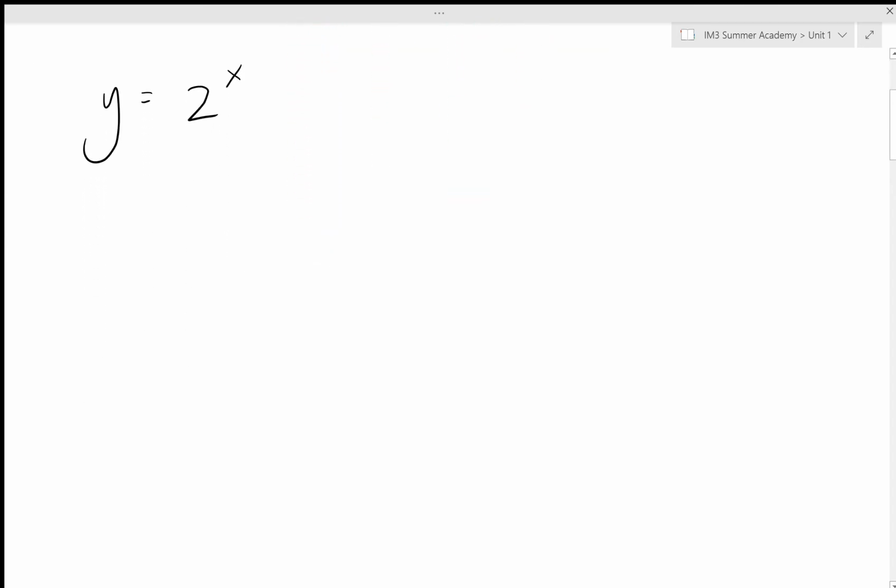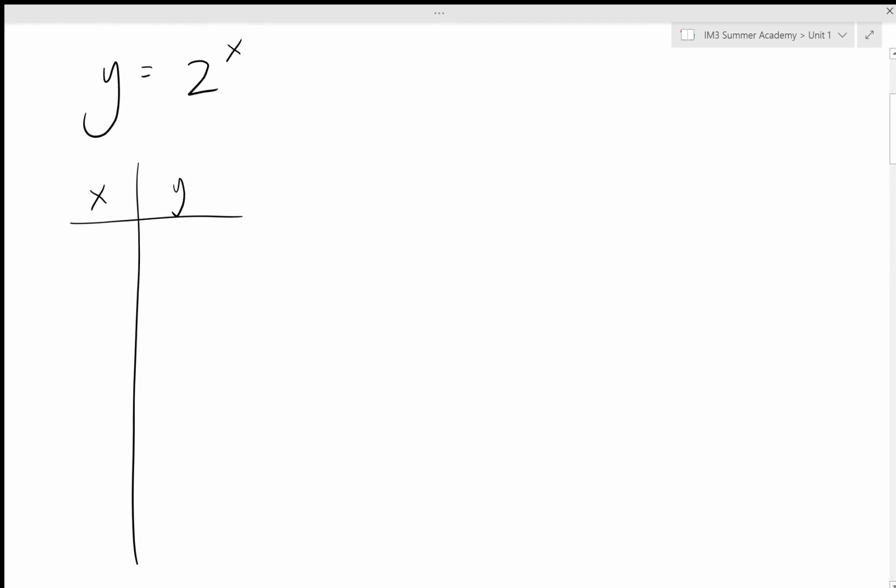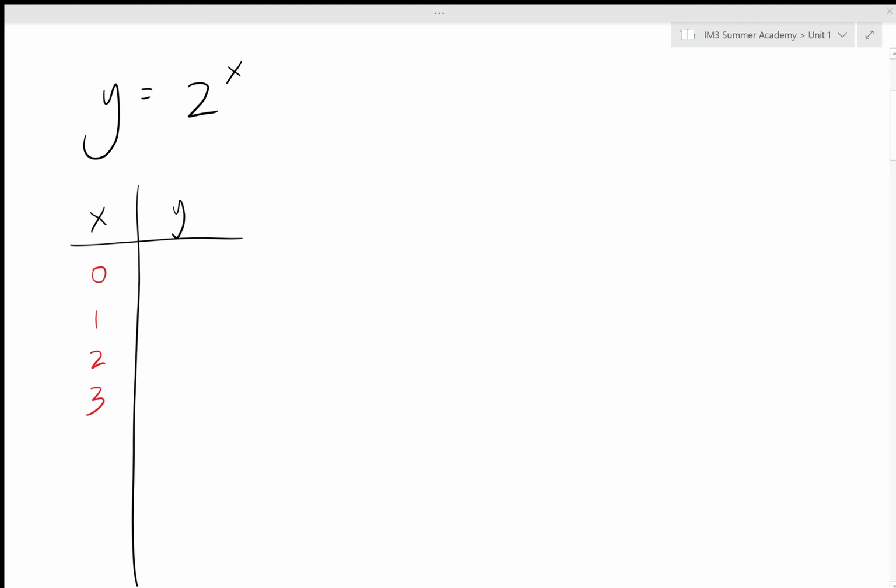And again, we don't know how to graph it yet, so we're going to use our tried and true xy table, plug in some numbers. So we're going to take x values such as 0, 1, 2, and 3, plug them in, and get y values out. So we're going to plug it in for x here. So maybe have your calculator handy.